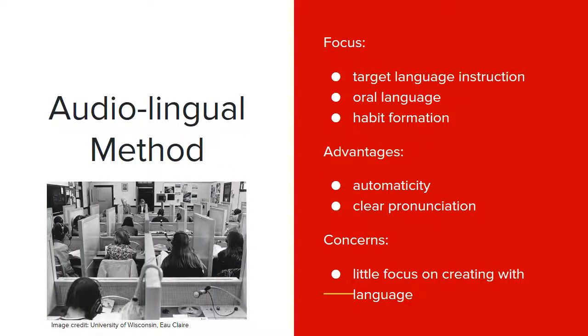The next method, which really came about following the Second World War, and the recognition that language communication was really important, the ability to interact with others from other languages and cultures, is the audio-lingual method. And this method, as you can see in the video there, often took place in language labs. Learners would have headphones and microphone, and they would listen to dialogues in the target language, and they would repeat them back again. So all of the instruction usually took place in the target language, heavy emphasis on oral language, and also a heavy emphasis on habit formation.